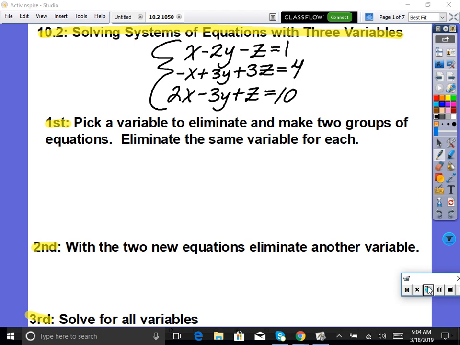So just a reminder, these are the steps we take to solve a system of equations with three variables. First, we're going to pick a variable to eliminate, and then we're going to make two different groups of equations. So you can set up two equations. It doesn't matter which two. Then you're going to eliminate the same variable in each. So let's say we chose to eliminate x. Then you'll have two new equations with just y's and z's. Does that make sense, everyone?